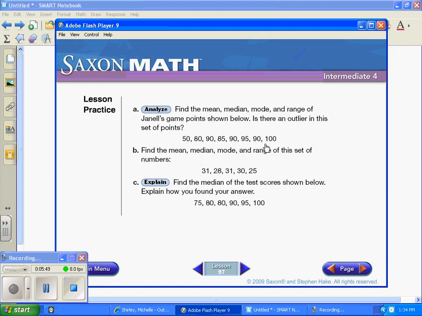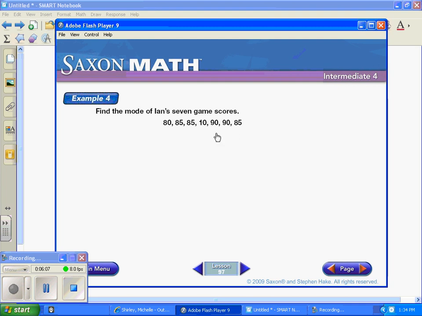Okay, now with this set of numbers, we are to find the mean, median, mode, and range. Okay, and then it asks another question: is there an outlier in this set of points? Do you remember a few slides back when we had, let me see, yeah, right here, this 10? That's an outlier. It is so far out of where most of the other scores fall that that would be an outlier.